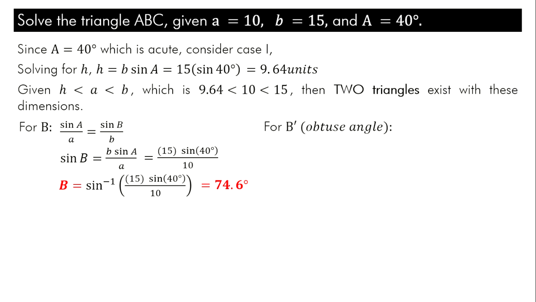Now, since there are two triangles, one is obtuse, one is acute. Since we solved here angle B as acute, let's have the obtuse angle. In order to obtain the obtuse angle for angle B, let's have B prime is equal to 180 degrees minus B. We need to subtract the angle B that we obtained from 180 degrees. So that is 180 degrees minus 74.6 degrees, that is 105.4 degrees. So again, there are two triangles that exist in this dimension.